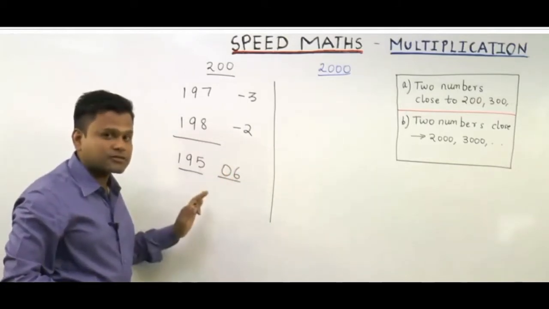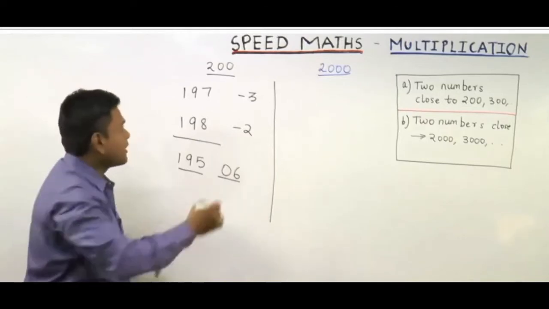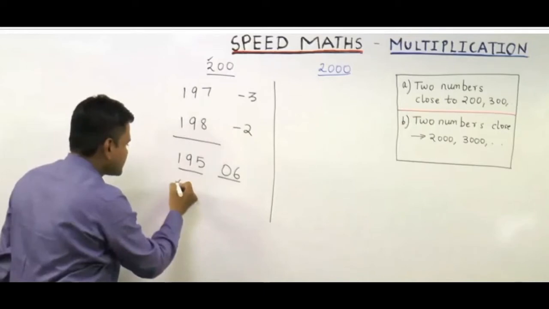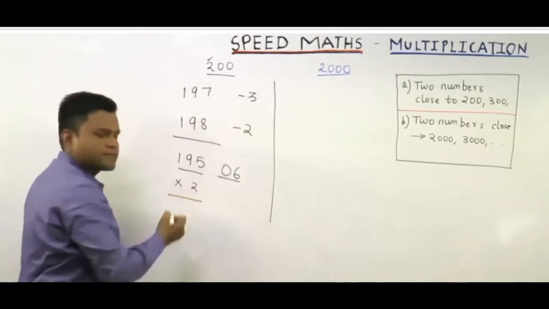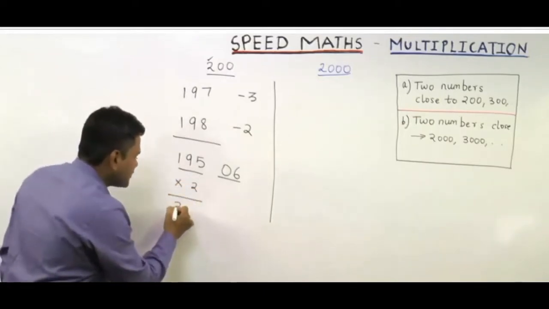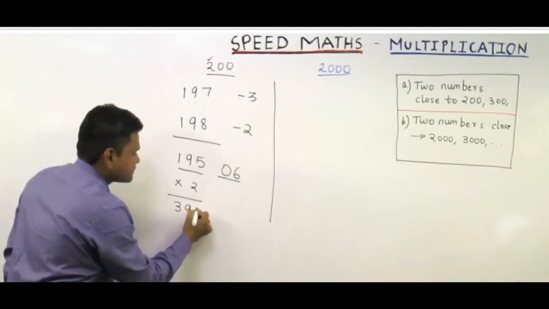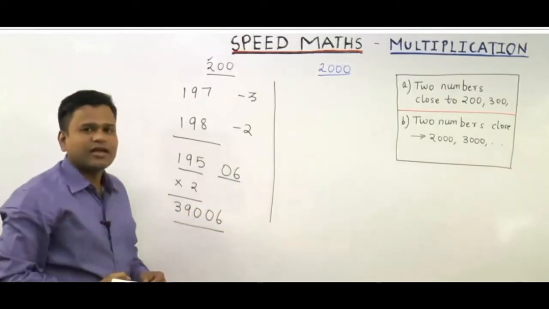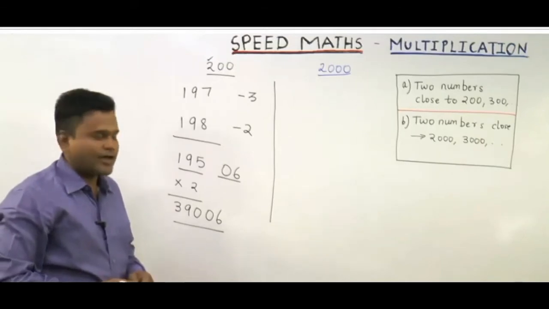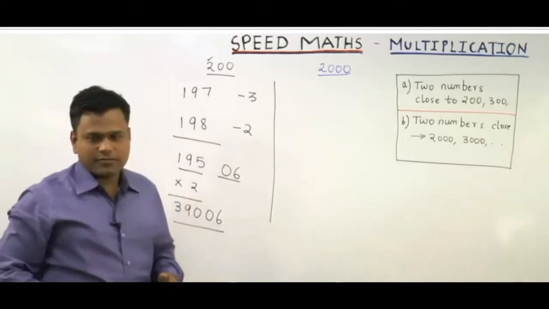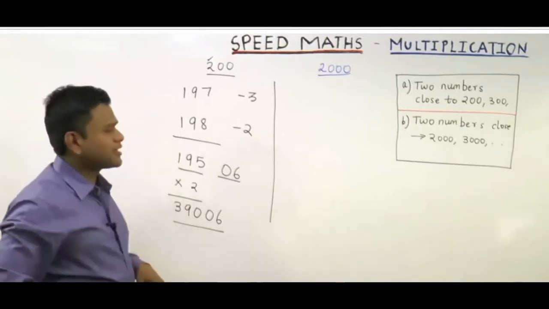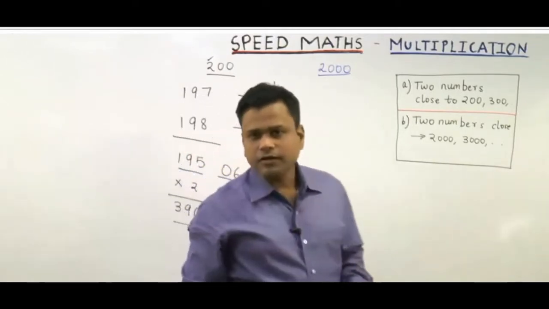But this is not the answer, there is one more step. My base number is 2, 200, 2, double it, and then the number which is obtained is 390, 06. This is the value which we arrive at, and we say the answer which we have, if you read it in terms of thousands, 39,006 is the answer which we arrive at.